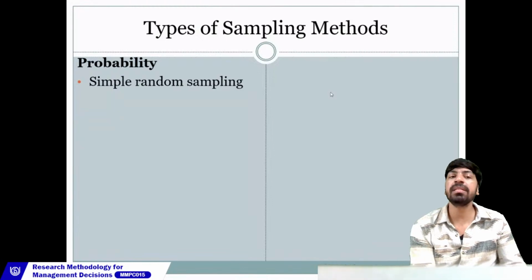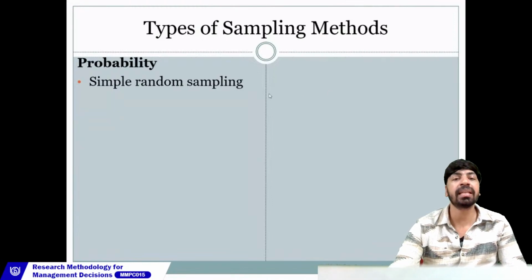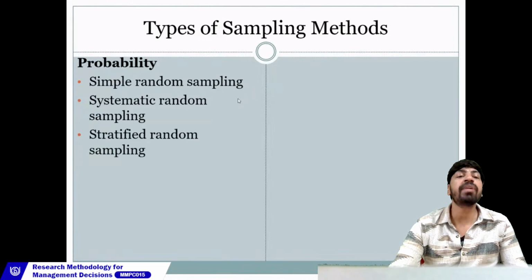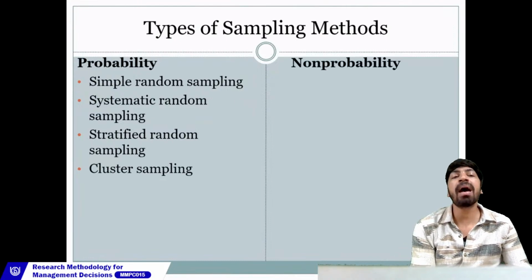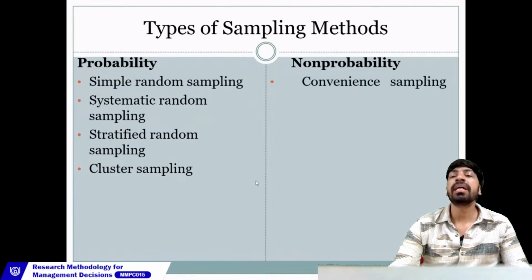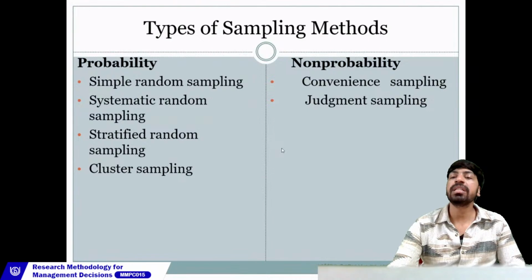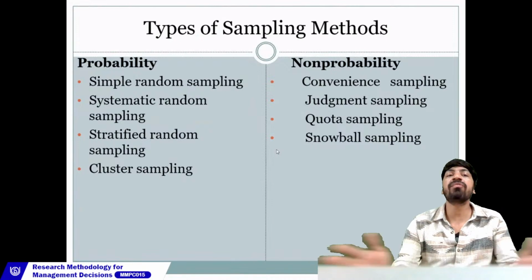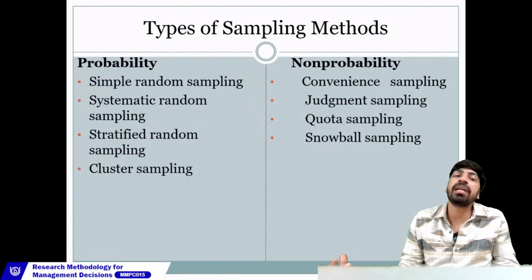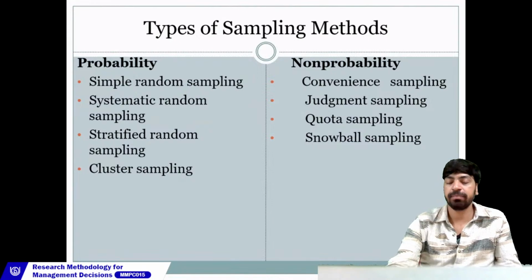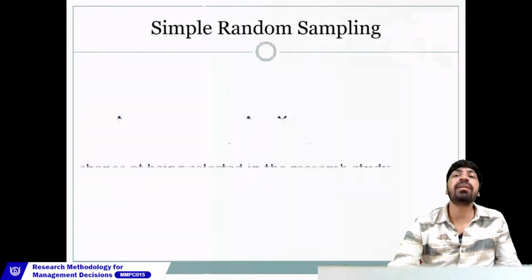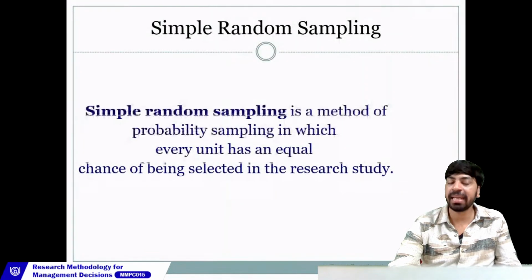Under probability sampling, there are the simple random sampling technique or method, systematic random sampling, stratified random sampling, and cluster sampling. Under non-probability sampling, there are convenience sampling, judgment sampling, quota sampling, and snowball sampling. So these are the various types of sampling methods under the probability and non-probability categories. Let's talk about the simple random sampling method or technique.